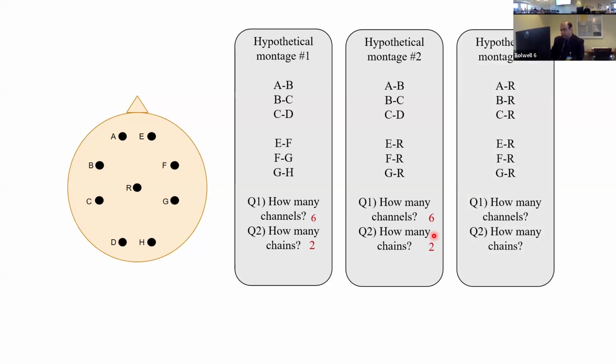How about this one? How many channels? You still have six channels. How many chains? Two. No, one. Look, they're all connected to one reference. So everything that is connected to one reference constitutes one chain, okay? This is just basic EEG terminology. What is a channel? What is a chain? What is a montage, okay?